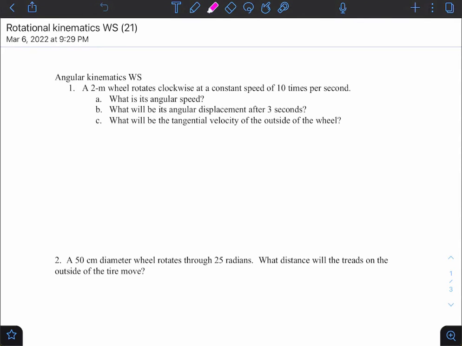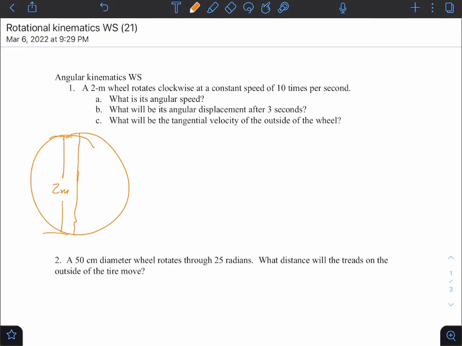All right, let's work through the angular kinematics worksheet. And I'm just going to jump right into it. We have a 2 meter wheel, and that is the diameter of it. That's the tricky part of this question: is it the radius or the diameter? And if you did this with radius, that's fine, as long as your process is the same.